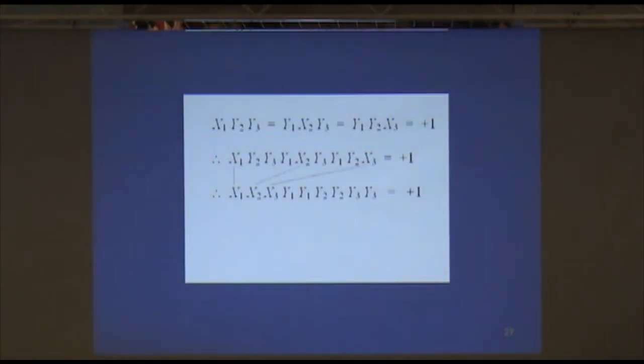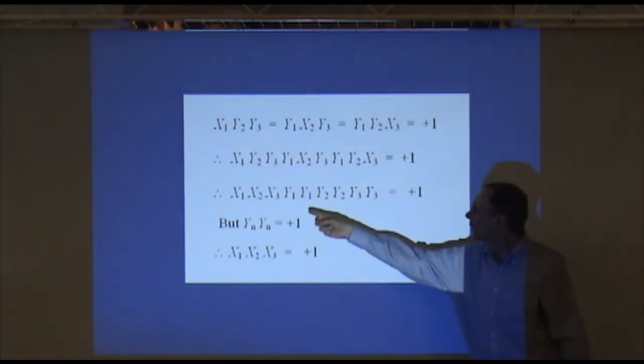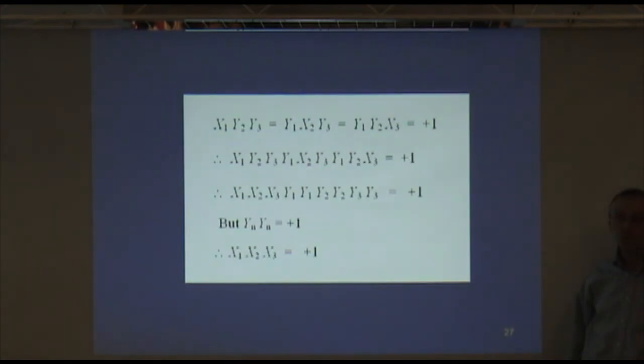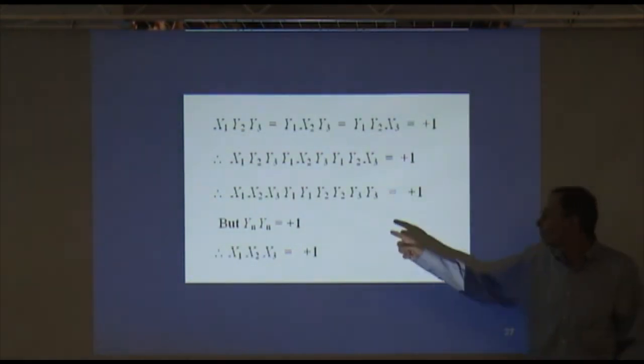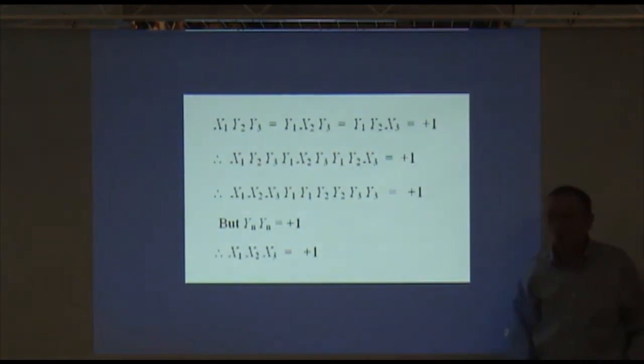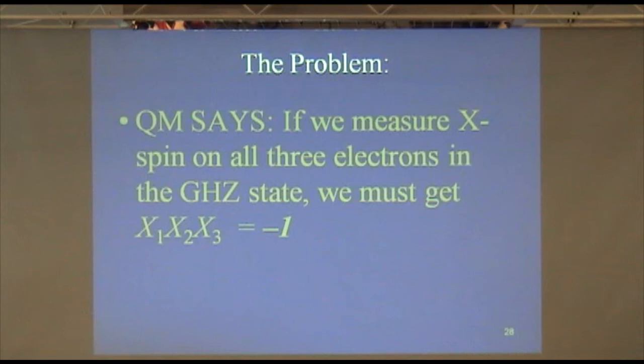But there's nonetheless something that we notice. y1 times y1, well, if they're both plus 1, it's plus 1. If they're both minus 1, it's still plus 1. The y squared is going to disappear. No matter whether it's y1 or y2 or y3, that term is going to disappear. It's just plus 1. And so what are we left with? Well, the definiteness hypothesis predicts the product of these definite x spins has got to be plus 1. And the problem is, here's what quantum mechanics says. It says the product has to be minus 1.